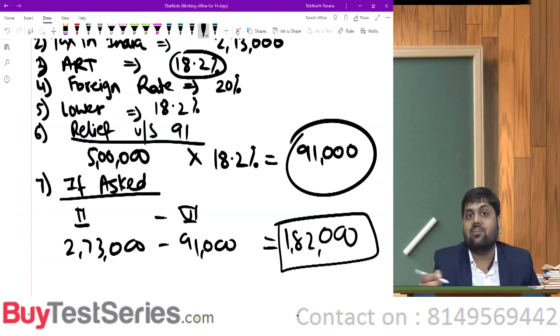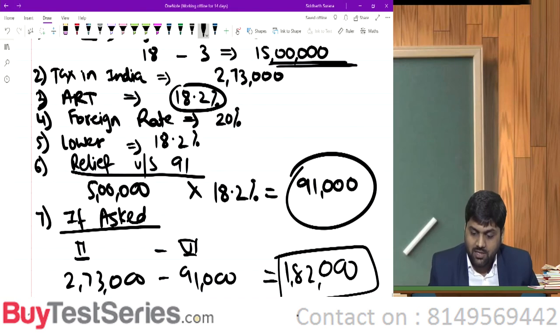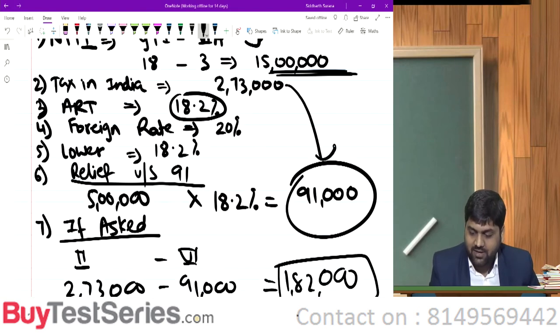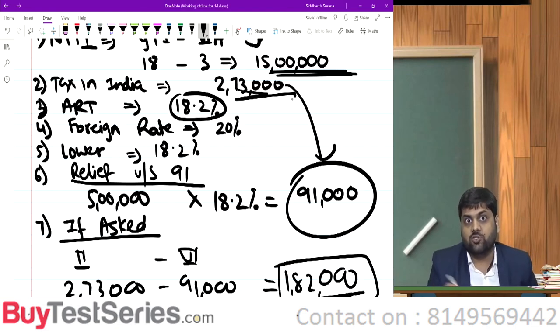Option 2, I will calculate 8 lakh into 18.2. Make that as an option. Option 3, I will subtract 273 minus 91 and that's the correct answer. Option 4, I will subtract 273 minus 8 lakh into 18.2, which was wrong relief and therefore wrong final tax. This is how I have made my MCQs.